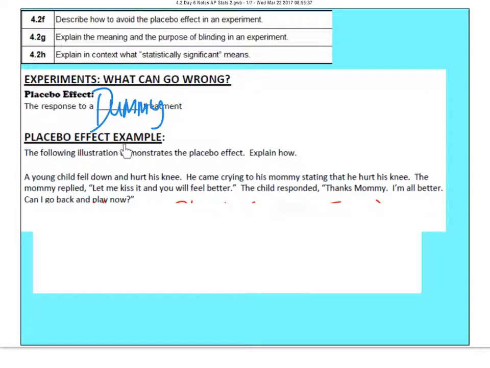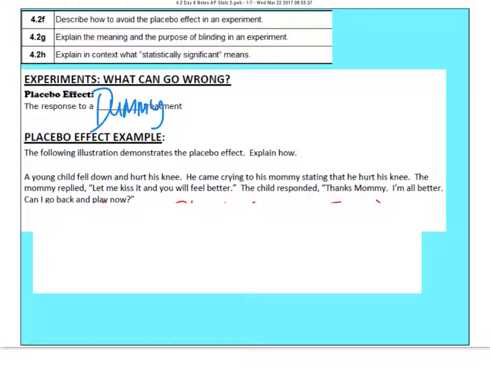So here's a good example of the placebo effect. A young child fell down and hurt his knee. He came crying to his mommy, stating that he hurt his knee. The mommy replied, "Let me kiss it and you will feel better." The child responded, "Thanks, mommy, I am all better. Can I go back and play now?" This right here definitely has the placebo effect.